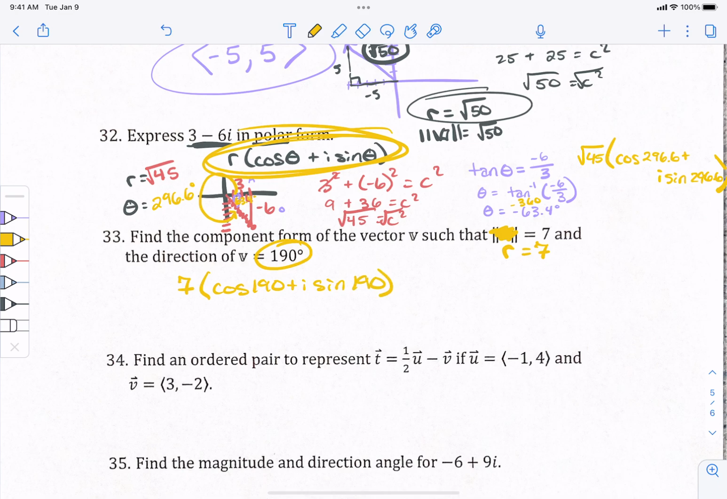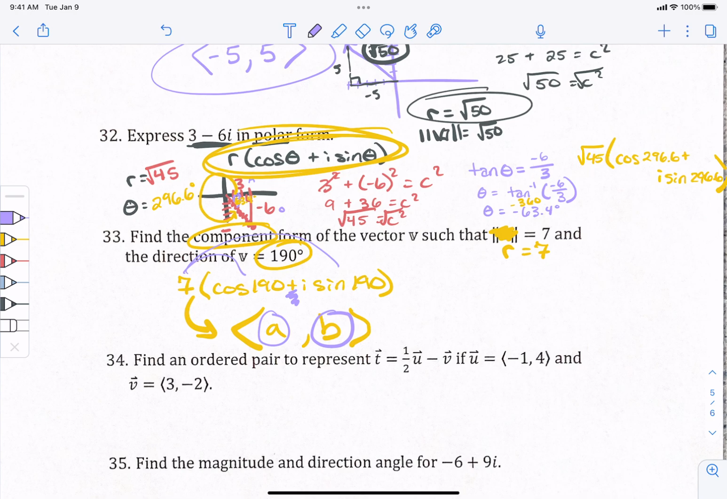And we want to write it in component form, which is this right here, a comma b. Okay, so how do you go from this to this? We've talked about this before. Just distribute the 7 through. 7 times cosine of 190 is a, and then 7 times sine of 190 is b. You don't add them together, that's not a thing. That's just the separation, that's where the comma is. 7 cosine of 190, 7 sine of 190.